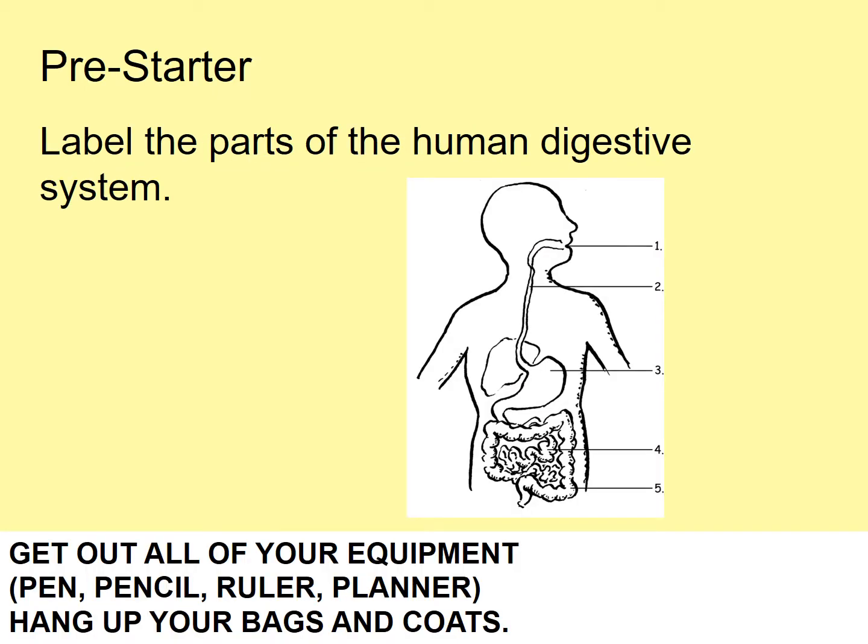What I want you to do for a starter is just recall the parts of the digestive system. So I want to know what numbers 1, 2, 3, 4, and 5 are in the digestive system. You can do this in the back of your book or on a whiteboard. Or if you're working by yourself, you can just think about this in your head, but try and come up with some answers. I'll give you 2 minutes. Off you go.